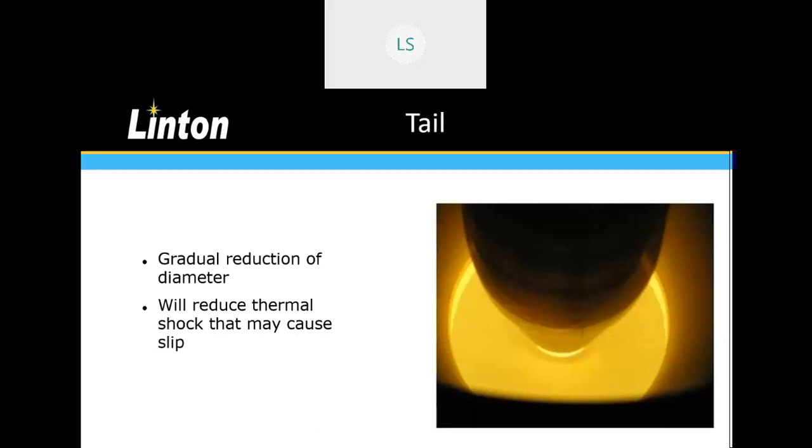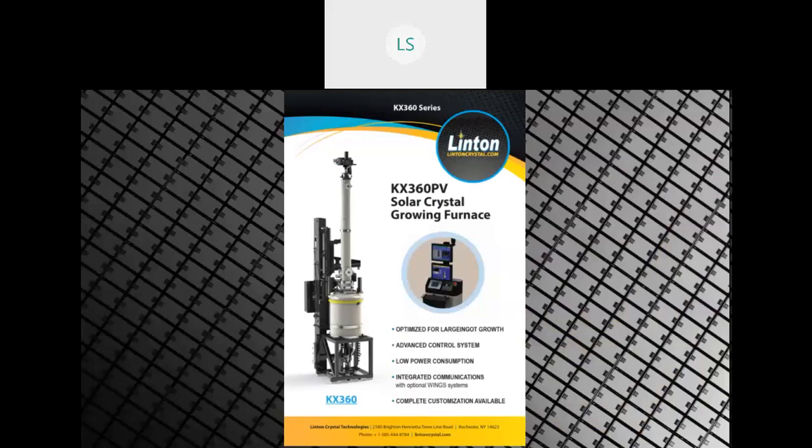The final step is growing a tail. And this is equally as important in the crystal, in that if you shock the crystal at any time, you could ruin the quality of the crystal. This is a single crystal, and you don't want to have any shock to it. It'll ruin the crystal. So you need to tail this off to a fine point, when you pull that fine point out of what's left of the melt. Next slide.